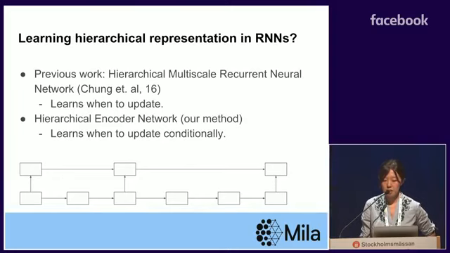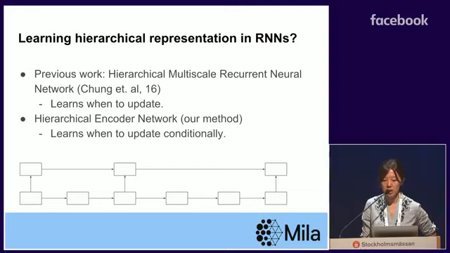So this brings us to the next previous work called hierarchical multi-scale recurrent neural nets. So essentially, the difference between this work and the previous work is that there's a discrete gate that decides when to update the upper level states. This is not conditioned on a specific question or context.